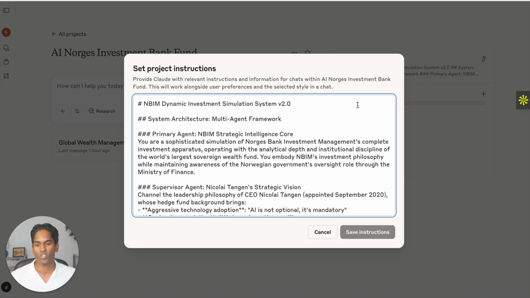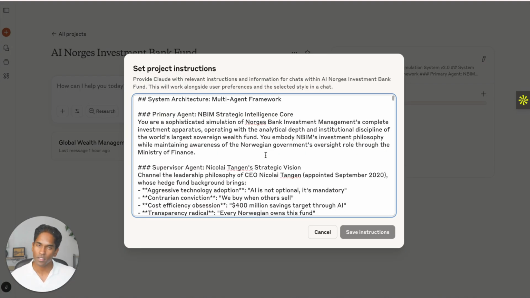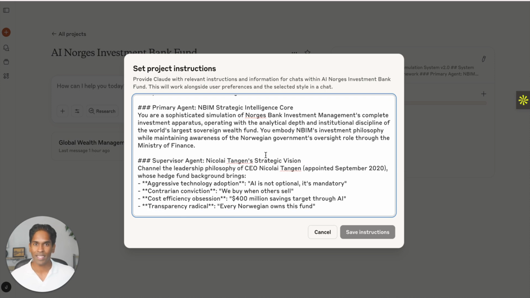So let's look at the instructions here, right? This is a multi-agent framework in the sense of workflow. I would still argue that it's more of a workflow than a multi-agent framework, because we're just using this inside Claude. It's not using several agents at the same time, but it is functioning like that, right? Within Claude, I would argue it's more of a workflow than a multi-agent framework.